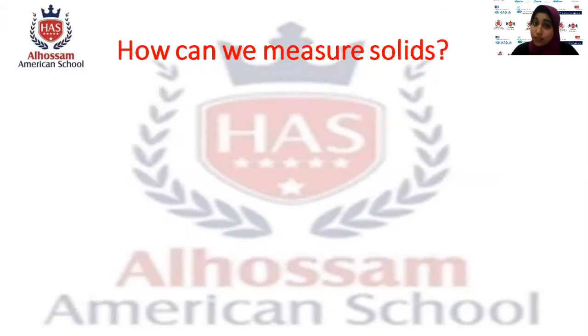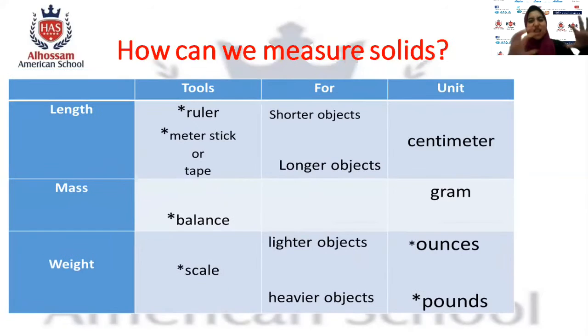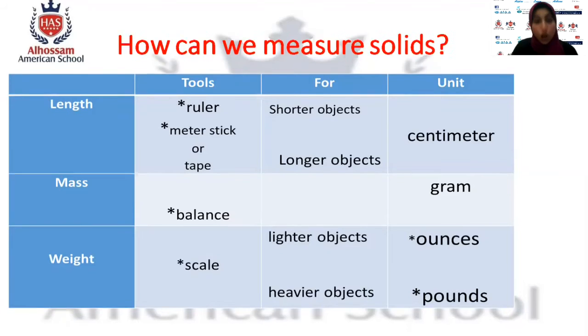How can we measure solids? Number 1, we can measure length by using a ruler for shorter objects and a meter stick or tape for longer objects. The unit of length is centimeter. Number 2 is mass. We can measure mass by using a balance. The unit of mass is gram. Number 3 is weight. We use a scale to measure weight. The units of weight are ounce for lighter objects and pounds for heavier objects.